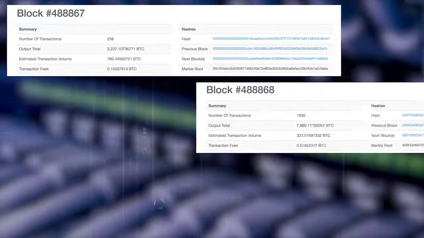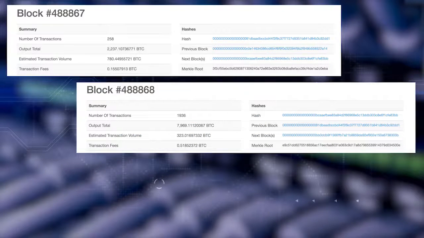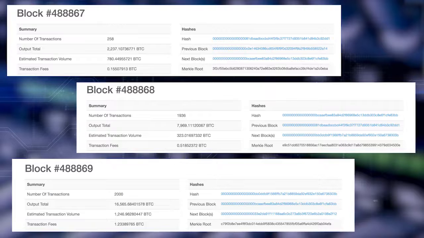Now let's look at the structure of the blockchain by peeking into the Bitcoin blockchain. Our goal is to understand the link between the blocks. Let's consider the chain of 3 blocks: 488-867, 488-868, 488-869.